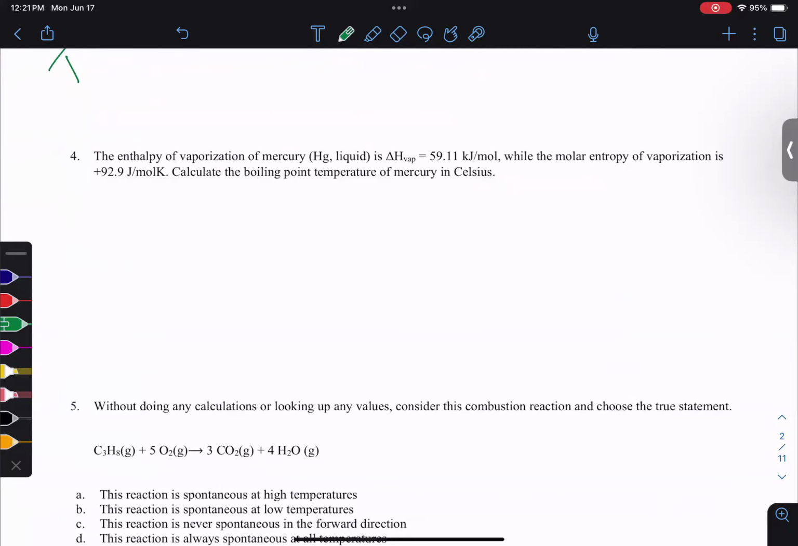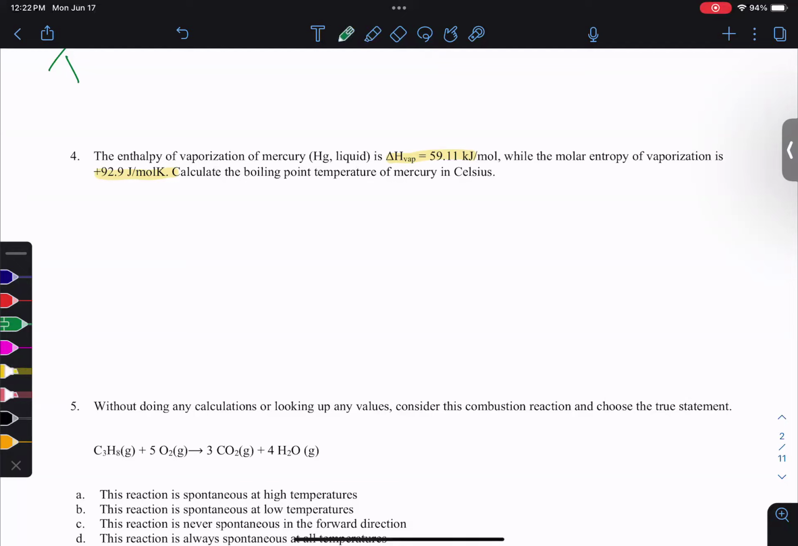Okay, so how else can we think about free energy in this chapter? So other things I can ask you is, okay, I can give you information about the enthalpy of a reaction and the entropy of a reaction, and you can tell me some stuff about when this reaction is spontaneous or not. So in this example, I give you the enthalpy of vaporization for a reaction and the entropy of vaporization of a reaction. Calculate the boiling point temperature of this substance in Celsius.